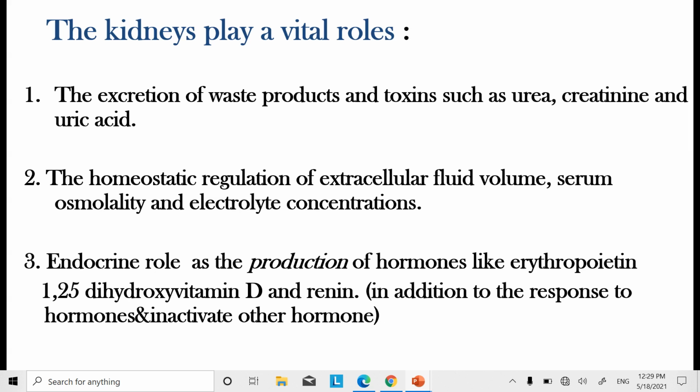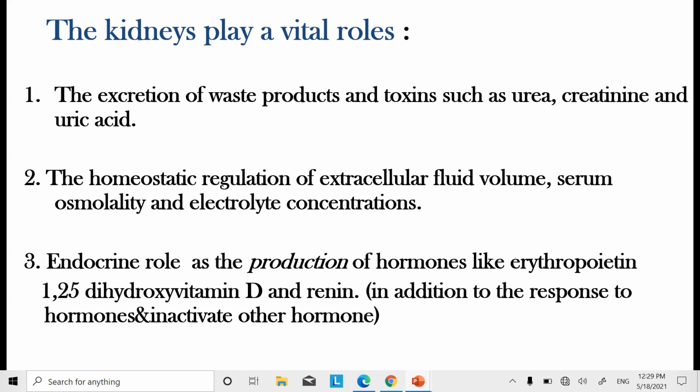It will produce erythropoietin, and erythropoietin is well known for its effect on the production of the RBC. So any patient who has renal impairment may have anemia if there is severe renal impairment, secondary to decrease in the production of erythropoietin.